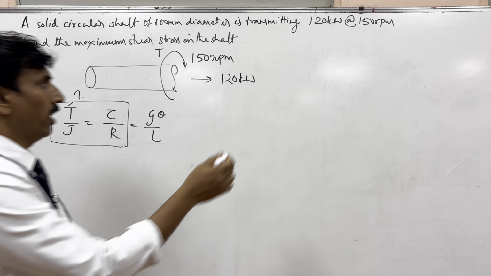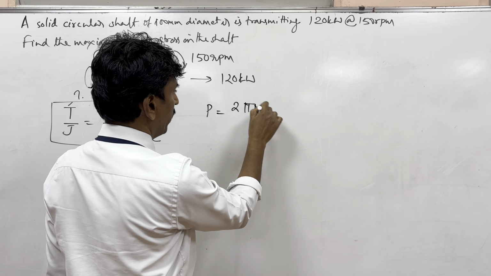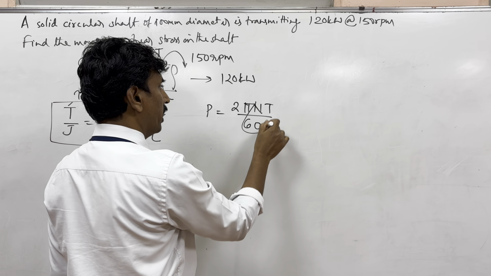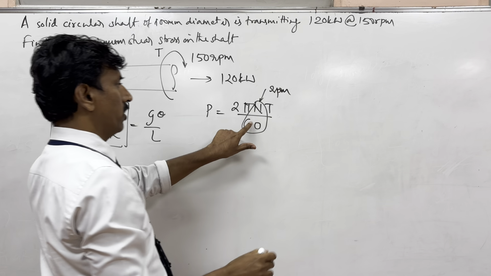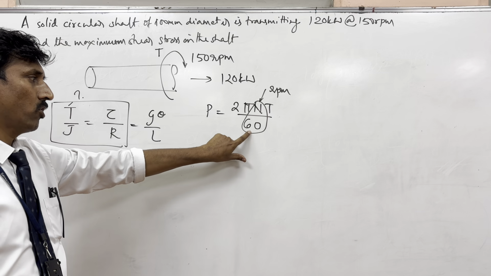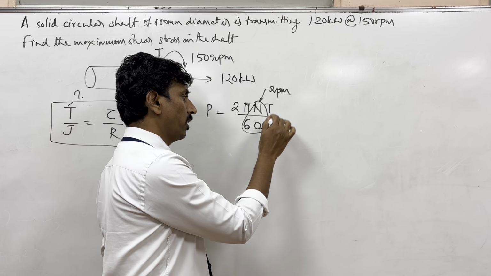So we know that by the formula, P is equal to 2 pi N T by 60. When this N is given in RPM, you should divide this by 60. N is given in RPM, so I'm dividing by 60 because this is actually 60 seconds, to convert into per second.